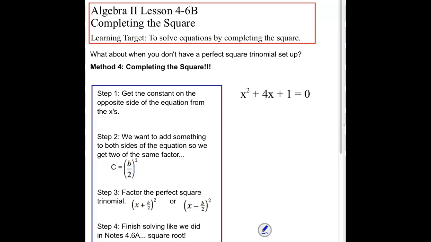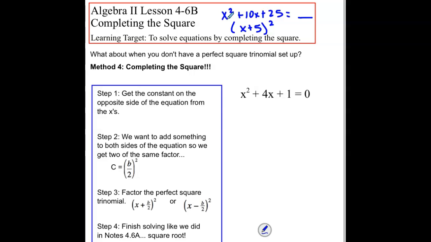So remember yesterday we had things like x squared plus 10x plus 25 equals something. And this left side was a perfect square trinomial that we could factor down just the way it was into two identical factors. Well, today we're going to look at what happens if we don't have that.